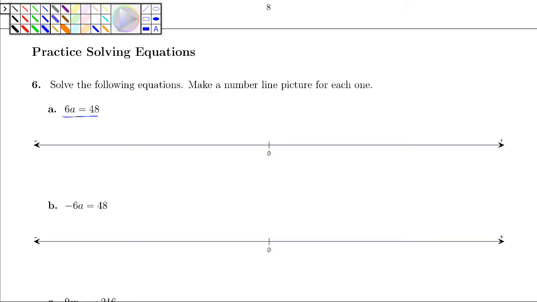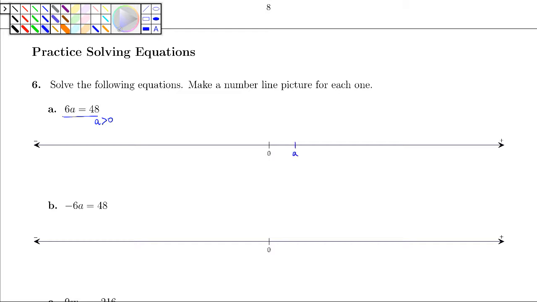Okay? And I could think through this and go, well, if A is a positive number, A times positive 6 would be a positive number. And if A is a negative number, then a negative times 6 would be a negative number. It can't possibly be 48. So this must mean that A has to be a positive number, right? So let's put A here.